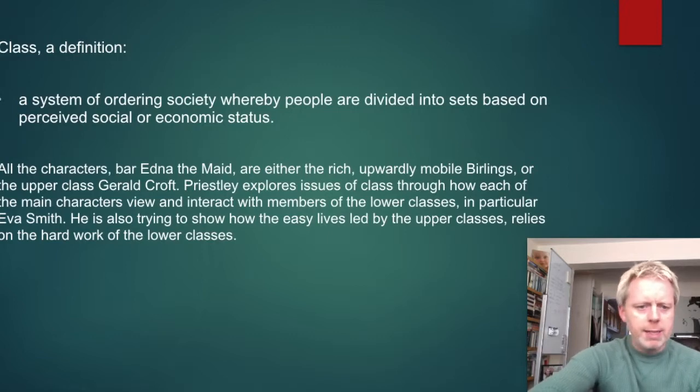All the characters bar Edna the maid are either the rich, upwardly mobile Birlings or the upper class Gerald Croft. Priestley explores issues of class through how each of the main characters view and interact with members of the lower classes, in particular Eva Smith. He is also trying to show how the easy lives led by the upper classes rely exclusively on the hard work of the lower classes. So Birling may want to dismiss the girls who work in his factory, but he's completely reliant upon their hard work for his profit.